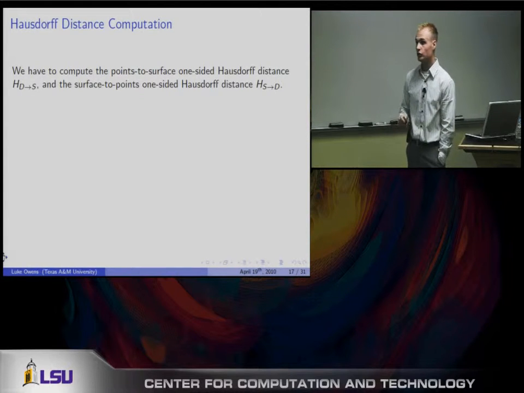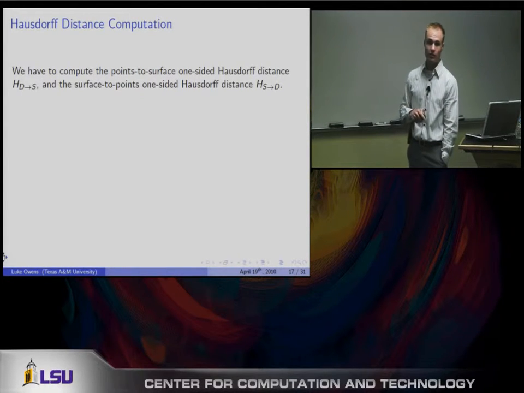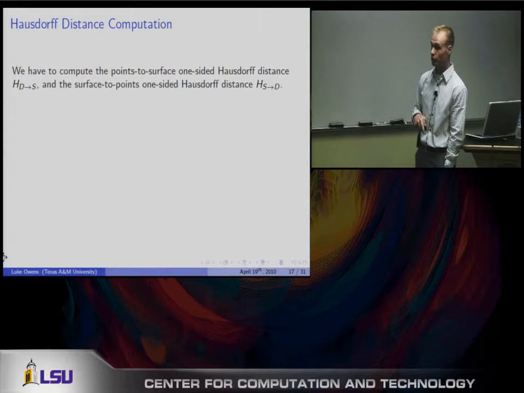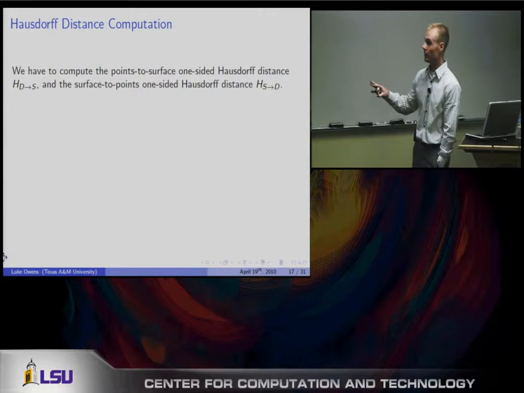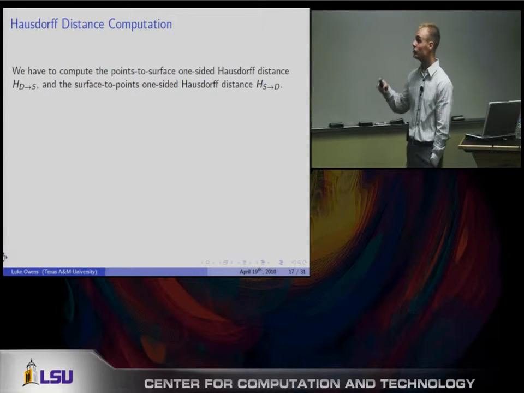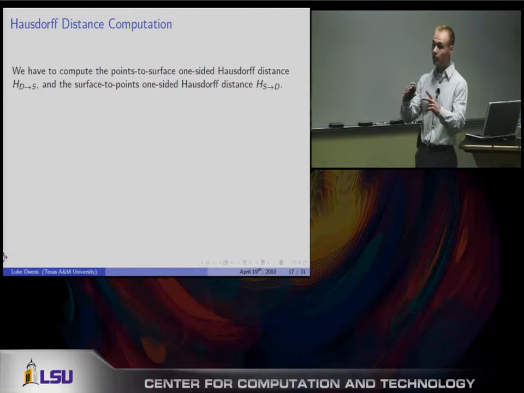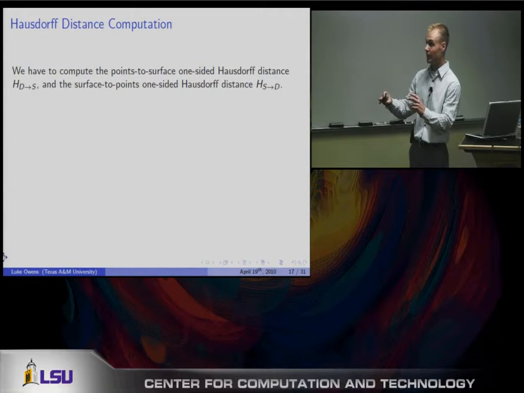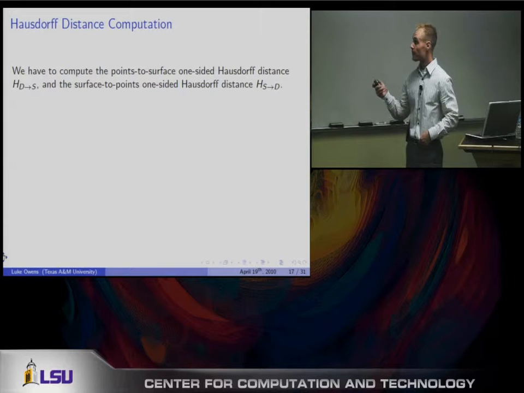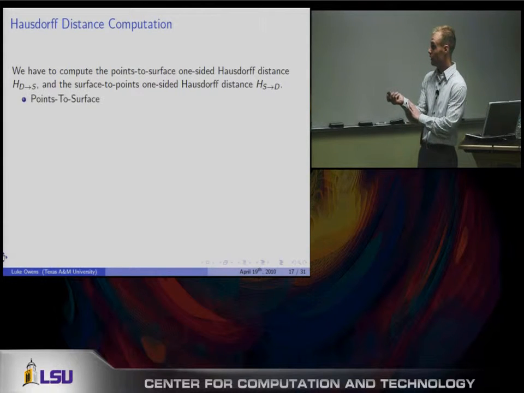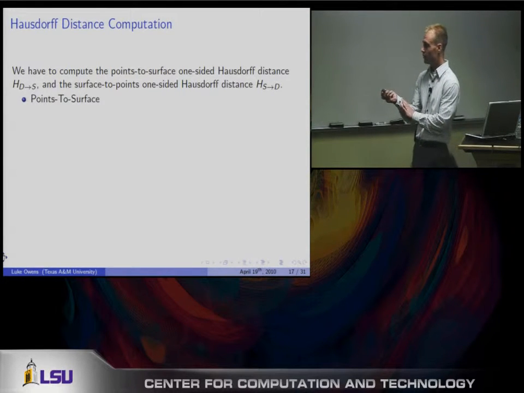How about our Hausdorff distance computation? This is the most time-consuming portion of our code. Granted, when we get into the nonlinear minimization, sometimes that can take some time too, but we don't do that often. We only do that when data points to surface is small, but surface to data points is large. So we avoid that. The Hausdorff distance computation is what's time-consuming.